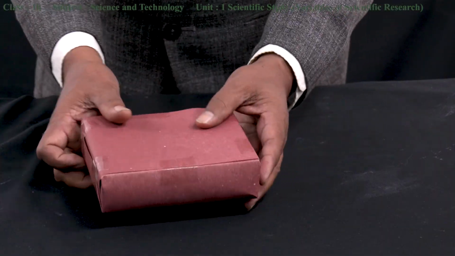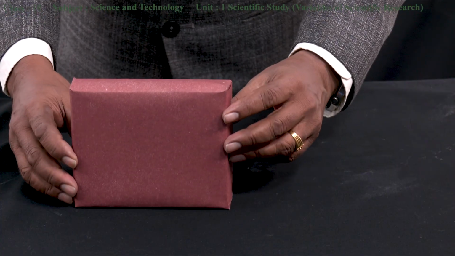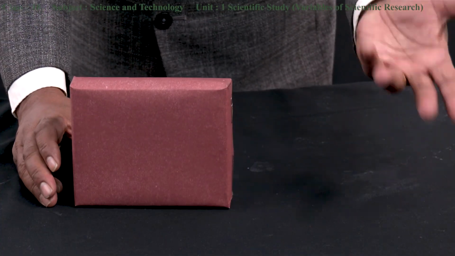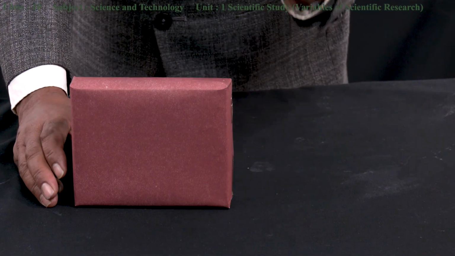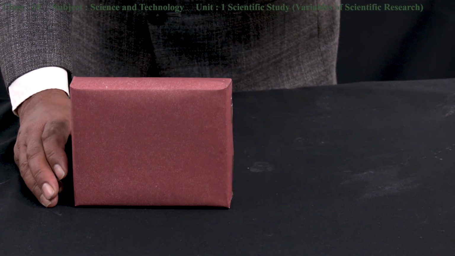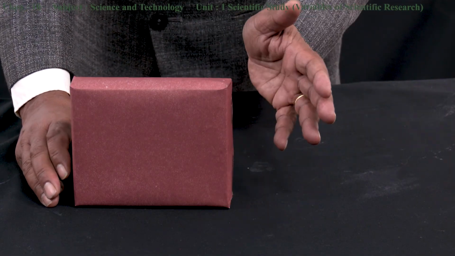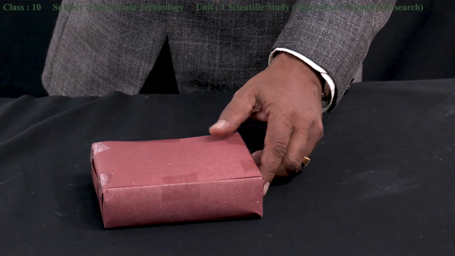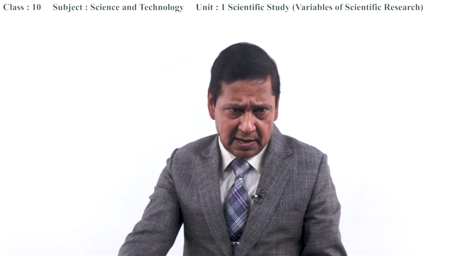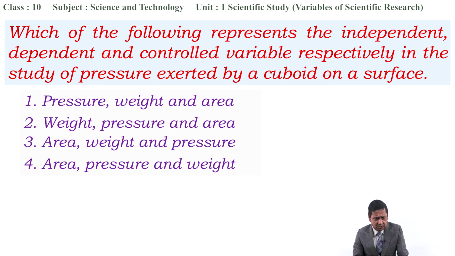But throughout this experiment, the weight of this body remains the same. Weight is the controlled variable. That's why remember this: area, pressure and weight are the independent, dependent and controlled variable respectively. We have to search for it in the given options. Look at the options. Here in the options we have to see what? First, area. First case no area, here area.